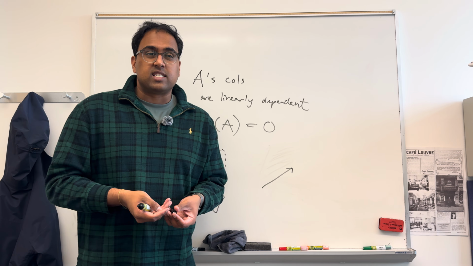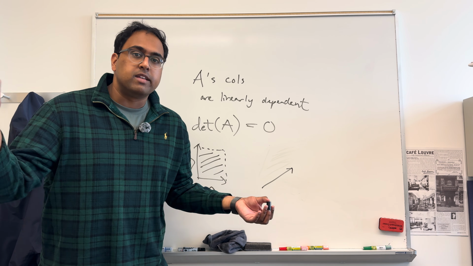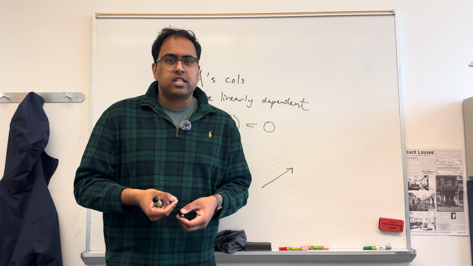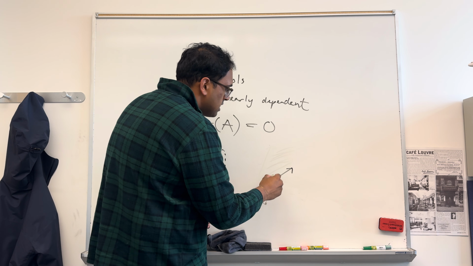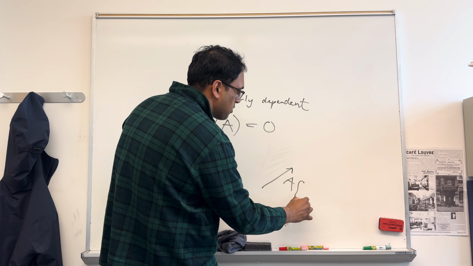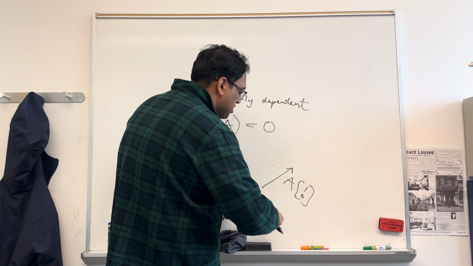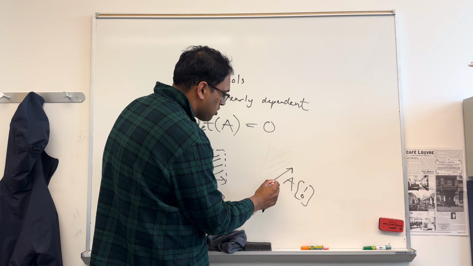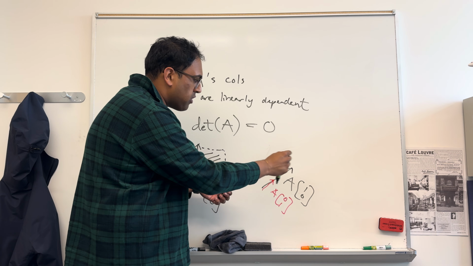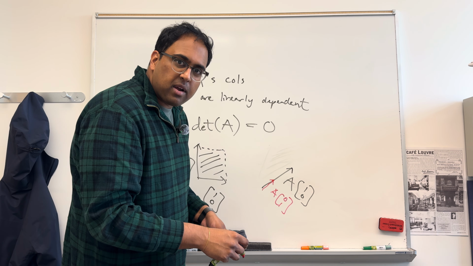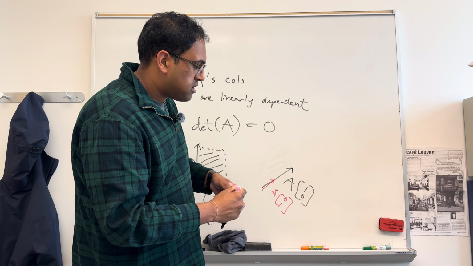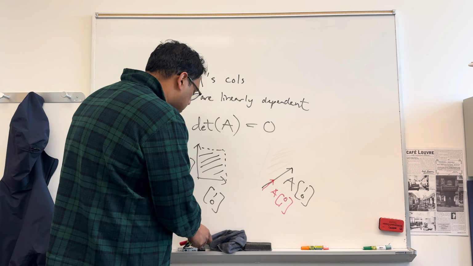Otherwise, the possibility is that A's columns span a one-dimensional subspace of R2, meaning A times 1, 0 and A times 0, 1 would both end up on the same line. Pretend this is A times 1, 0 and A times 0, 1 is over here or something. And there's no area enclosed by that parallelogram. Or there's no parallelogram here. So the determinant is 0 because the determinant is what measures that area.